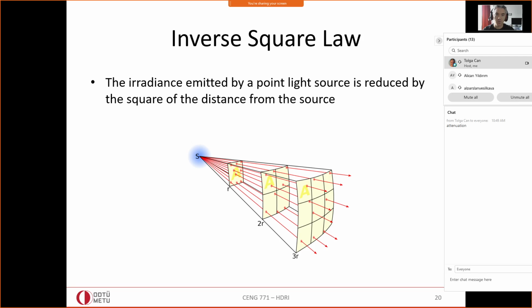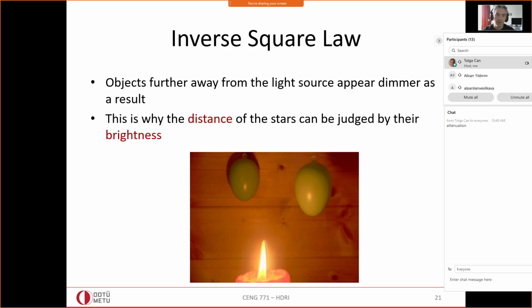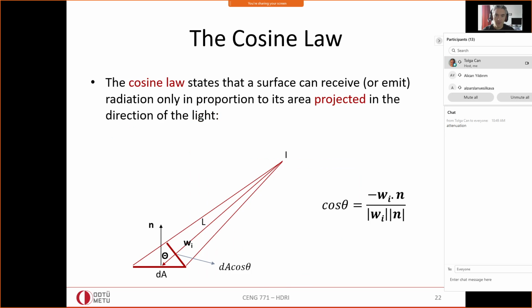The inverse square law: the irradiance emitted by a point light source is reduced by the square of the distance from the source. This is about light attenuation. We can model this simply: if you compute the distance from the surface point to the light source, let's call it d, you can decrease the light intensity by 1 over d squared every time you are computing the intensity for a point. This will be called attenuation.